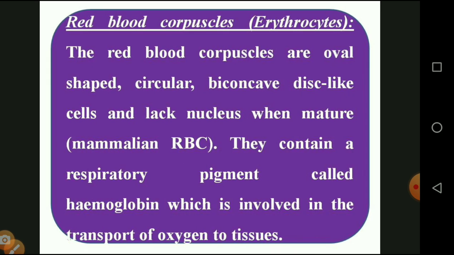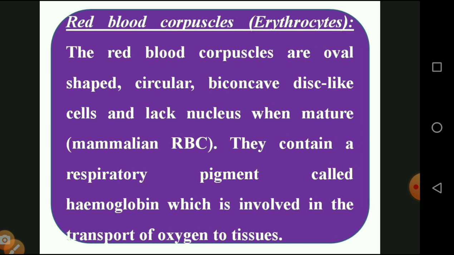And first we will see about red blood corpuscles, or erythrocytes. Red blood corpuscles are oval-shaped, circular, biconcave disc-like cells that lack a nucleus when mature, as in mammalian RBC. It is biconcave, a disc like an idli shape, and the nucleus is absent because the nucleus place is occupied by hemoglobin content.